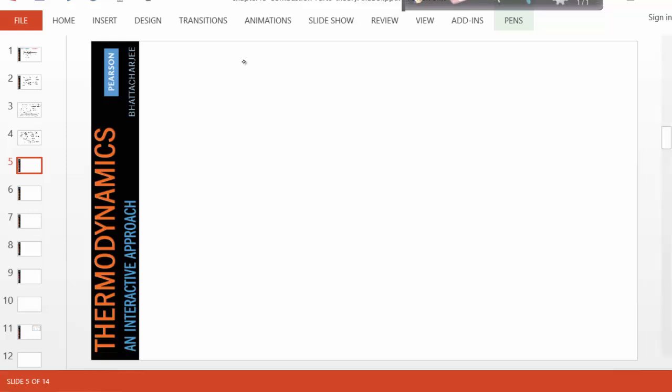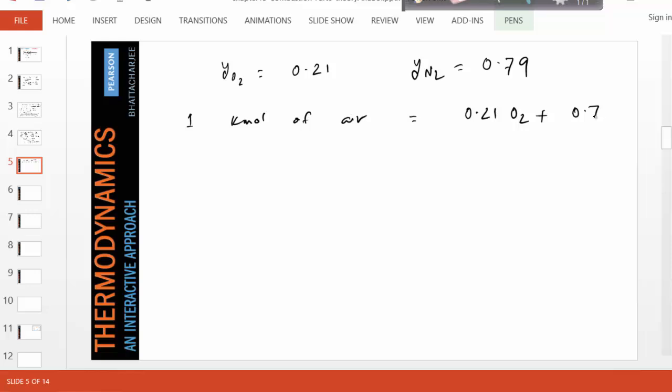We know in air, the mole fraction of oxygen is 21% or 0.21, and of course, nitrogen will be the rest. So air is composed of oxygen and nitrogen. So you can say 1 kilomole of air means what? 0.21 kilomole of oxygen plus 0.79 kilomole of nitrogen. Whenever you see 1 kilomole of air, we can write like this.